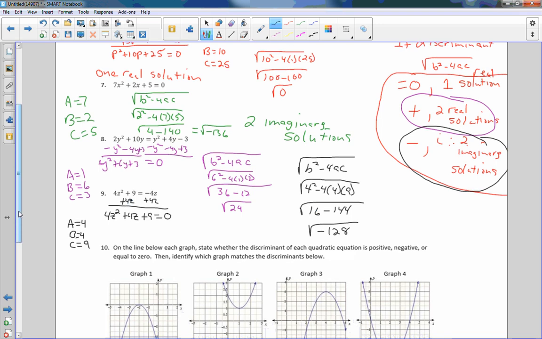Okay, so I think I'm going to stop right there. Hopefully this was helpful to you in solving using the quadratic formula and what the discriminant means in the quadratic formula.